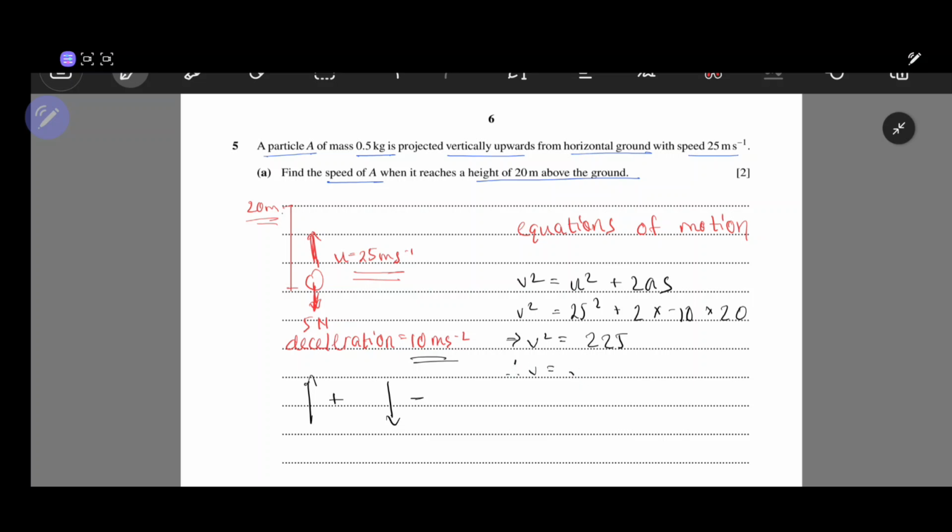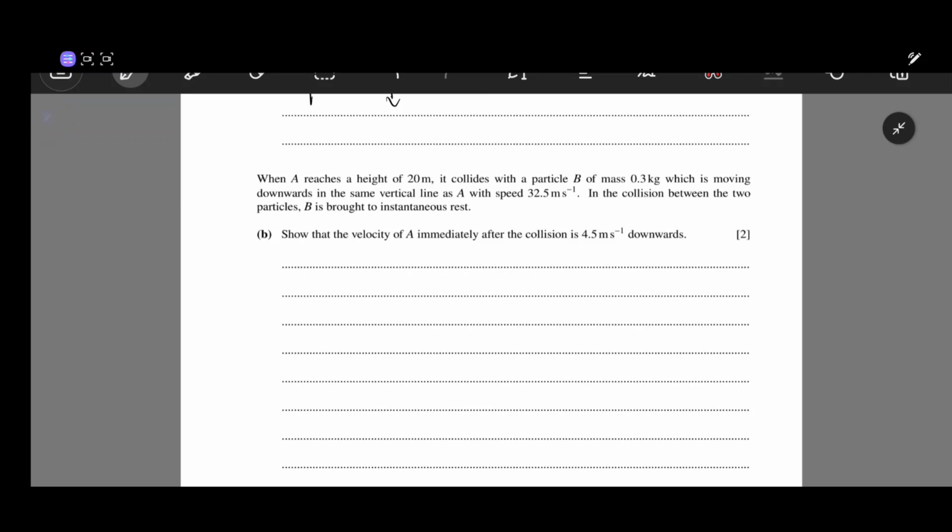Therefore, v equals root 225, which equals 15 meters per second. Moving on, when A reaches a height of 20 meters, it collides with a particle B of mass 0.3 kg, which is moving downwards in the same vertical line as A with a speed of 32.5 meters per second. In the collision between the two particles, B is brought to an instantaneous rest. Show that the velocity of A immediately after collision is 4.5 meters per second downwards.